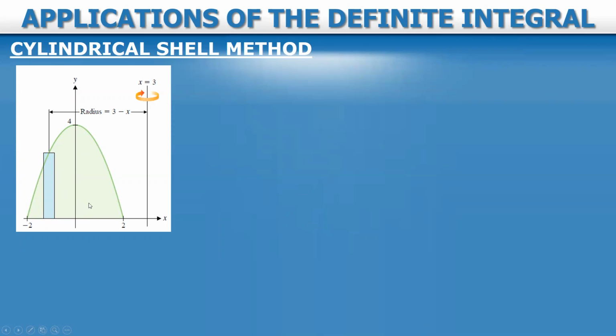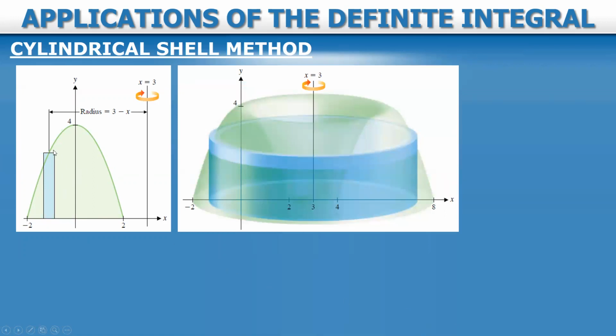So if you want to revolve this area, this is what will happen. This rectangular strip, once it is revolved, has this form, with a very small thickness dx. So how are you going to determine the volume of this cylindrical shell? Let's consider this one. This is a shell with a very, very small thickness. How do we get the volume of this?